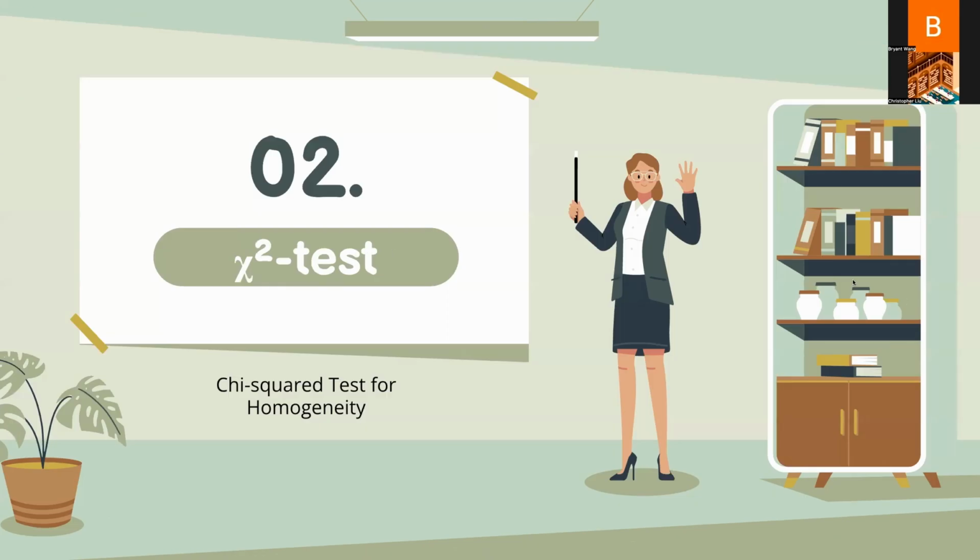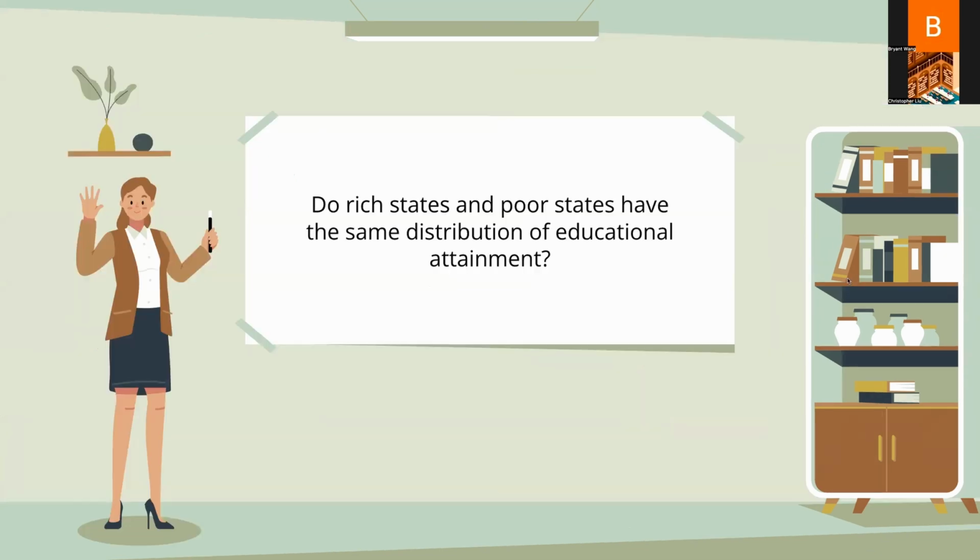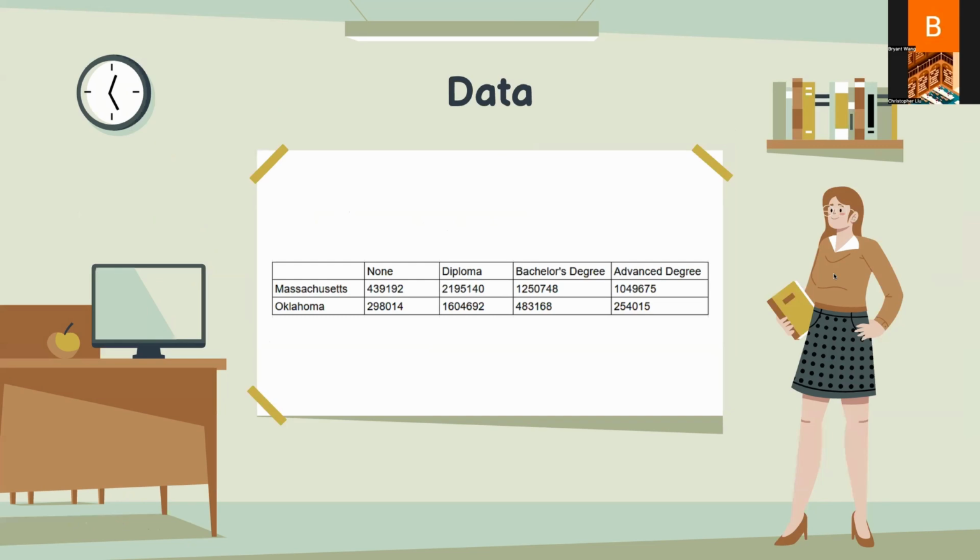Next, moving on to our second test, which is a chi-squared test for homogeneity. Our statistical question for this test is, do rich states and poor states have the same distribution of educational attainment? So here's our data. We compared Massachusetts and Oklahoma, and the number of each level of degree is included on the slide.